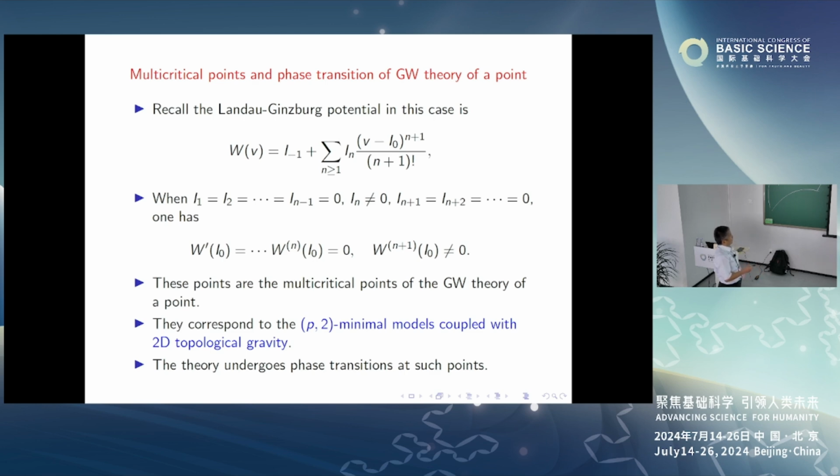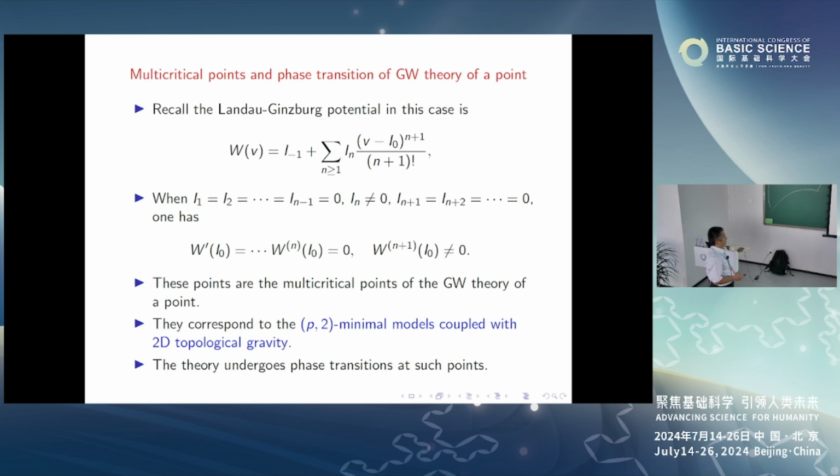Next, let's look at this. In the physics literature, there is something called multicritical points and phase transition. You look at the Landau-Ginzburg potential. You look at whether the first derivative, the second derivative, and higher derivatives are 0, and when you hit some place where the derivative is not 0, then what you get is a multicritical point. So you can take I1 up to I_{n-1} to be 0, and the next one to be 0, and all the others set to 0. And then you get the multicritical point in this theory.